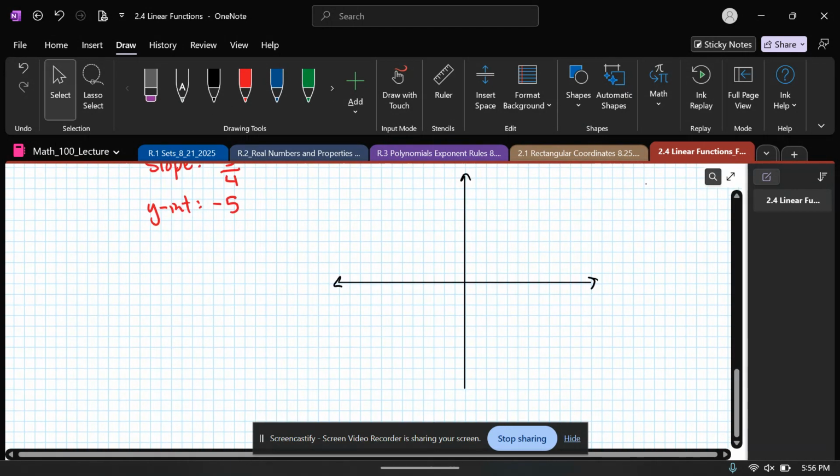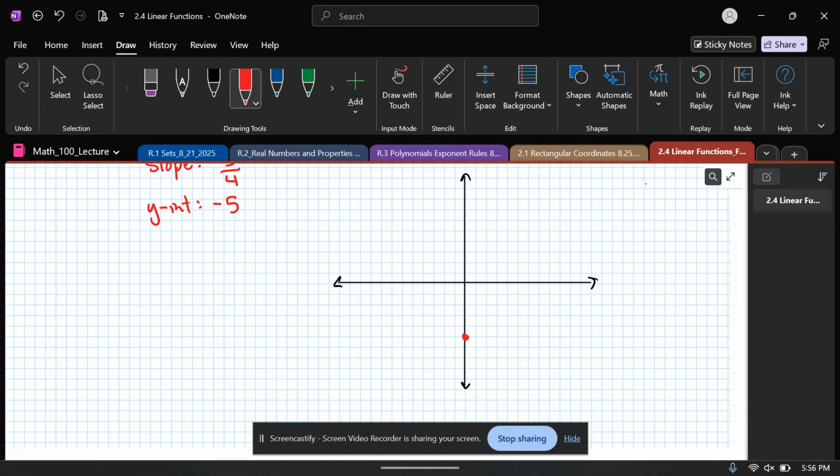So I'm going to go to my y-axis. I'm going to go down to negative 5, and I'm going to put my dot. 1, 2, 3, 4, 5. There's my y-intercept at negative 5. Then my slope is negative 3/4, so I'm going to count down 3, right 4.